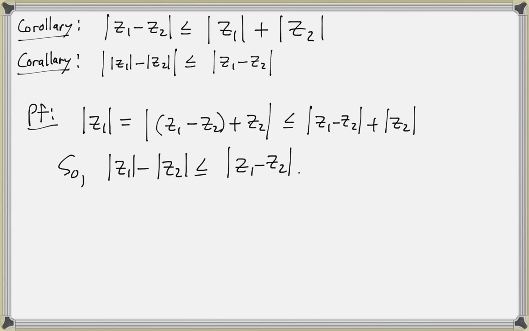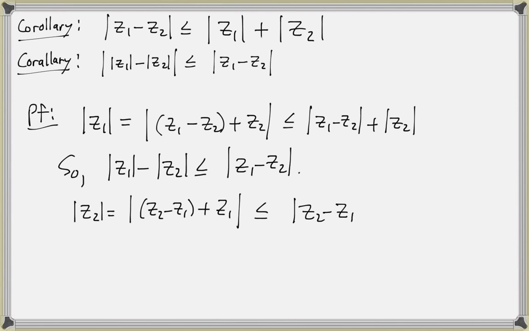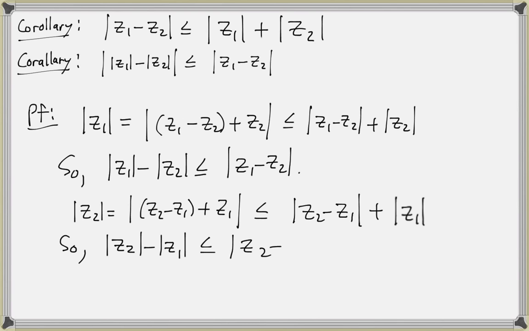Now start with the absolute value of z2 and do the same trick. We see that the absolute value of z2 minus z1 plus the absolute value of z1 is greater than or equal to the absolute value of z2. So this implies that the absolute value of z2 minus the absolute value of z1 is less than or equal to the absolute value of z2 minus z1. But the absolute value of z2 minus z1 equals the absolute value of z1 minus z2.